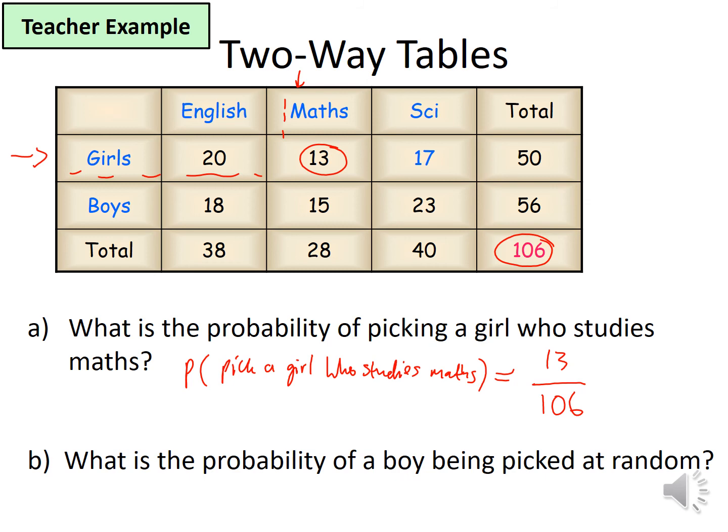Okay, now what is the probability of a boy being picked at random? So the probability of being a boy, we need to go to the row and calculate how many boys are in total. So if we go all the way across, we have 56 boys. So the probability of picking a boy is 56 out of 106.